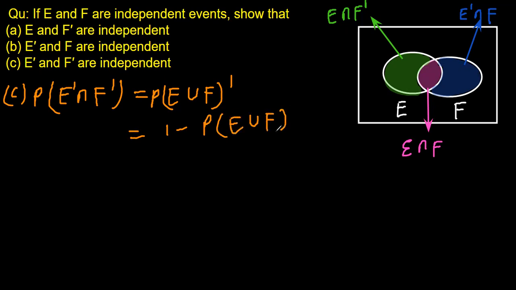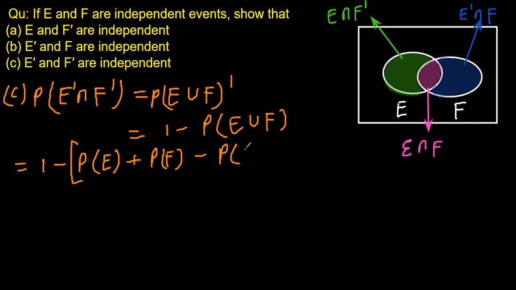E union F. Now, P of A union B is a formula we can use. So this is going to be 1 minus P, first, okay, let's use the bracket here. P of A union B is PA plus PB, in place of B you have F, minus the probability of E intersection F. You can understand this formula that we are using for E union F. If you see the Venn diagram, E union F means PE, which includes both green and pink, plus PF, which includes blue and pink. Because the pink has been added two times, we subtract this pink region one time. That's what E union F is, right? The total of E and F.